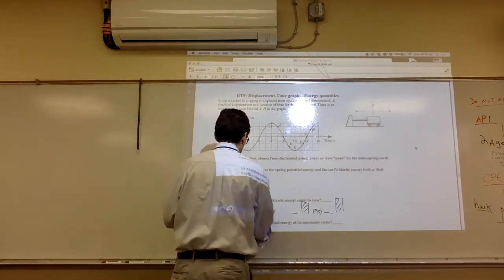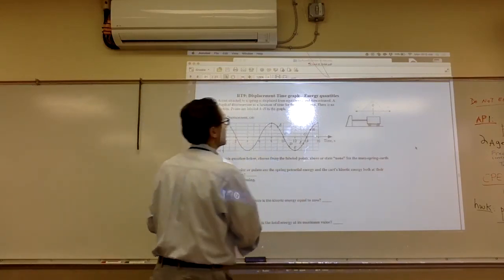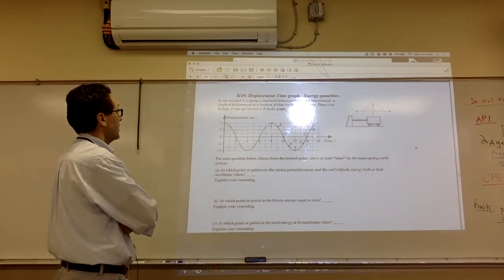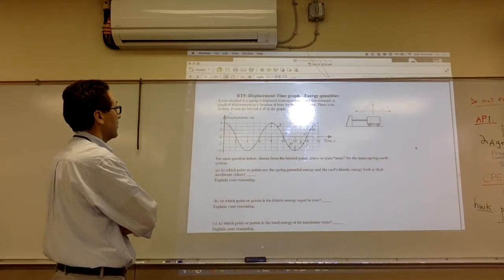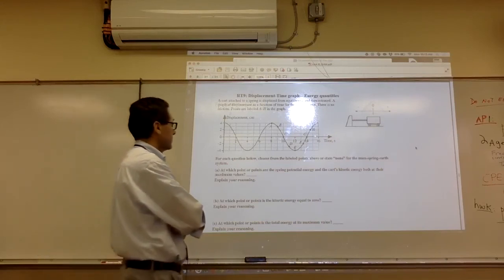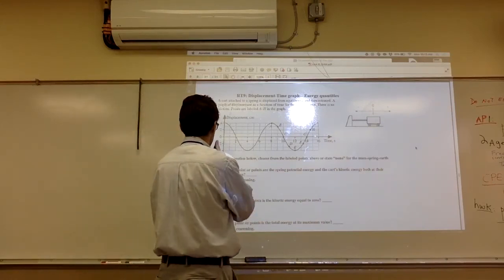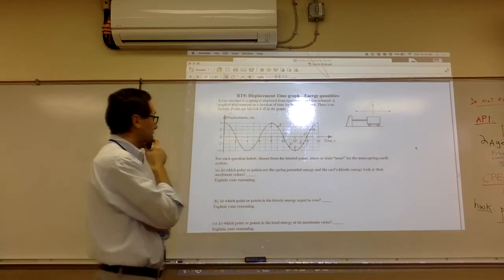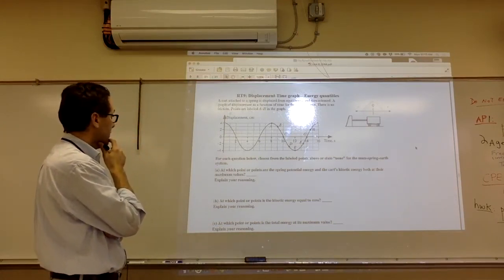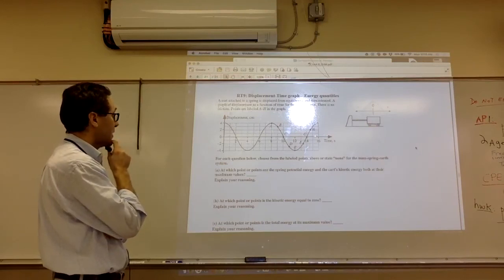All right, let's look at RT9. A cart attached to a spring is displaced from equilibrium and then released. They're giving us a displacement versus time graph, no friction. At which point or points are the spring potential energy and the cart kinetic energy both at their maximum value? They can never be at a maximum value at the same time, right? Because when one is maximum, the other one is minimum.